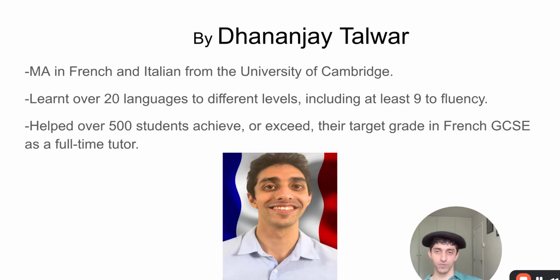So, my name, first of all, is Dhananjay Talwar. I studied French and Italian for my MA at the University of Cambridge and graduated in 2015. And I've been in the field of education ever since that time, so for a considerable length of time now. I have learned more than 20 languages myself to different levels, and that includes at least 9 to fluency. So, it is, of course, something I'm very passionate about, something I love to do.